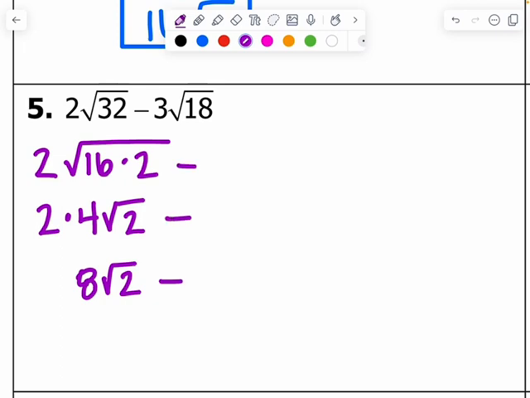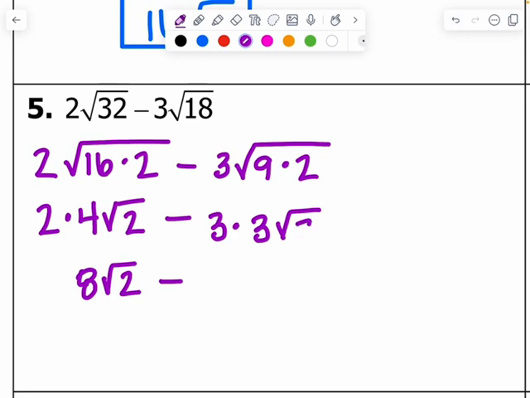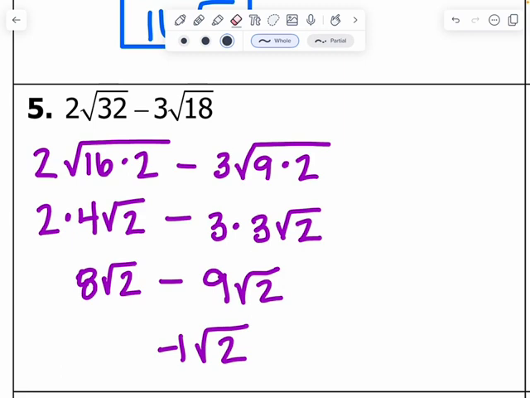Minus 3 square root of 18 is also not simplified because 18 is 9 times 2. And since we know the square root of 9 is 3, we can write the square root of 18 as 3 square root 2 times 3 gives us 9 root 2. Now we do have the same radicals, so we can combine like terms. 8 minus 9 is negative 1. So we have negative 1 square root 2, which we can just write as negative square root 2.